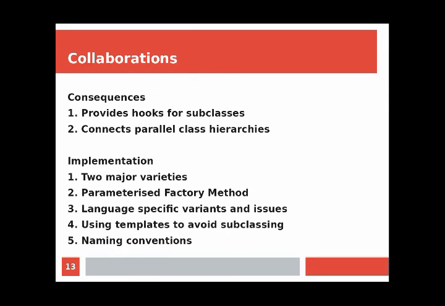The next is the collaborations. The creator relies on its subclasses to define the factory method so that it returns an instance of the appropriate concrete product. Consequences. Factory methods allow the subclasses to choose the type of objects to create. It promotes loose coupling by eliminating the need to bind application specific classes into your code. The code only deals with the product interface, therefore it can work with any user defined concrete product classes.